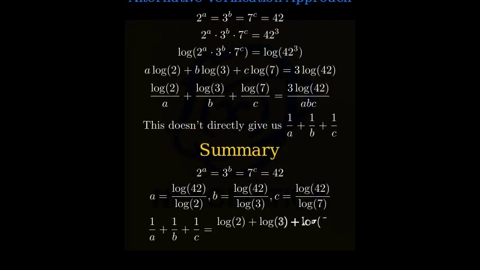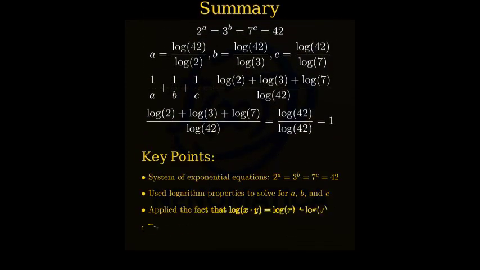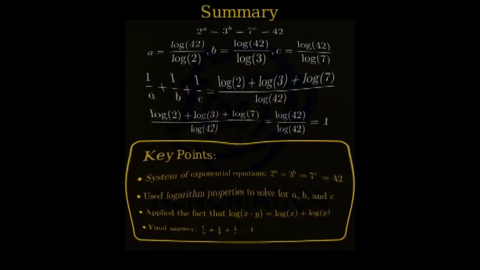Using these values, we calculated that 1 over a plus 1 over b plus 1 over c equals log of 2 plus log of 3 plus log of 7, all divided by log of 42. Using the logarithm property that log of a product equals the sum of the logs, we simplified this to log of 42 over log of 42, which equals 1. Therefore, our final answer is 1.